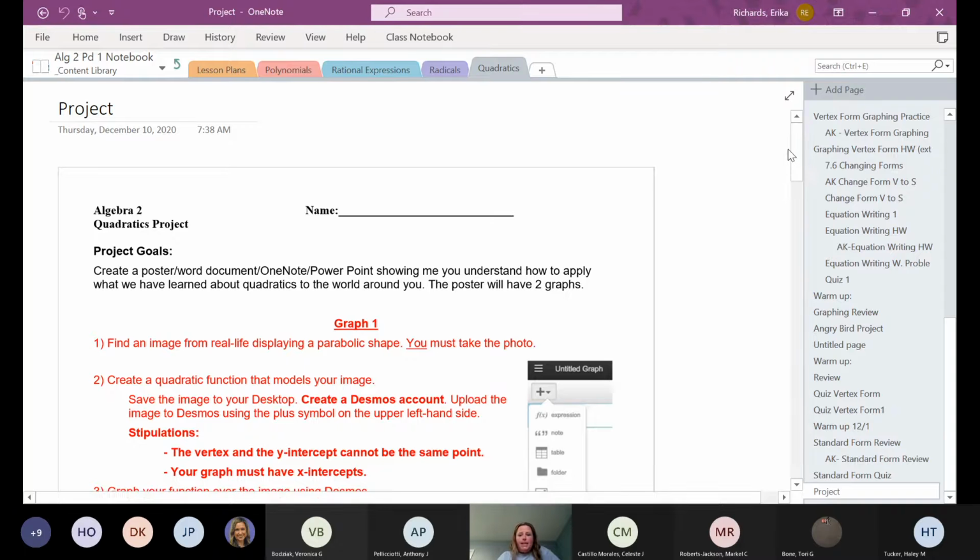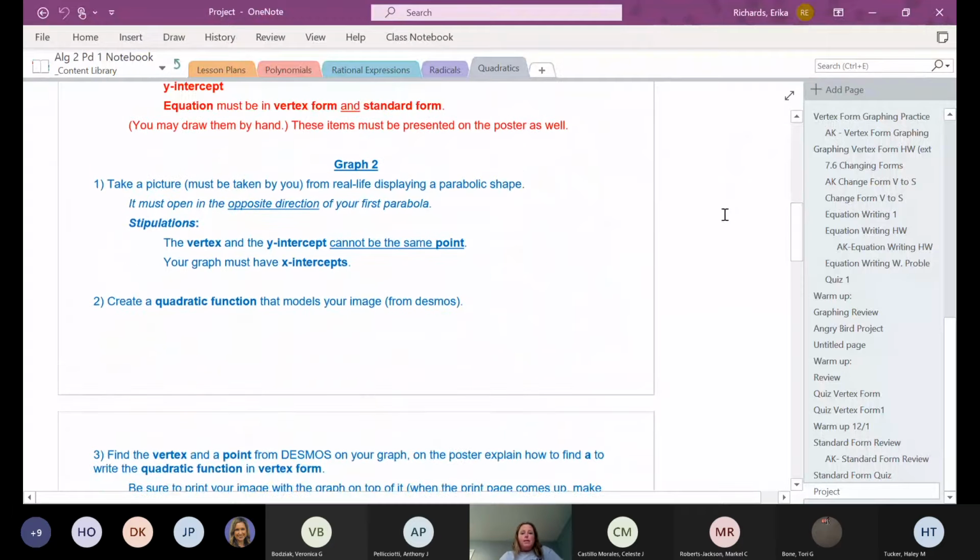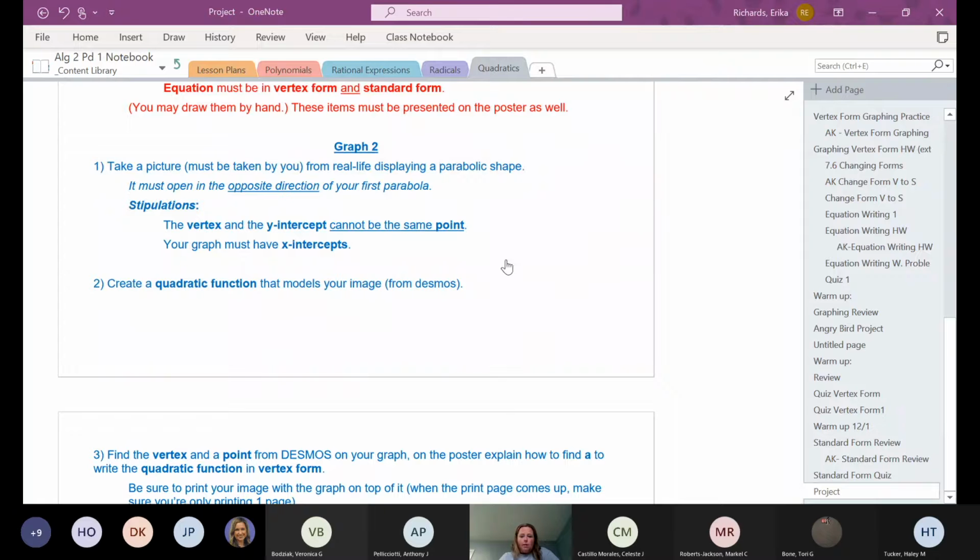So graph 1 is going to be a parabolic shape, and graph 2 is the same thing, just going the different way. So if one's up, one's going to come down. You need to take a picture of both, and it cannot be drawn from the web.